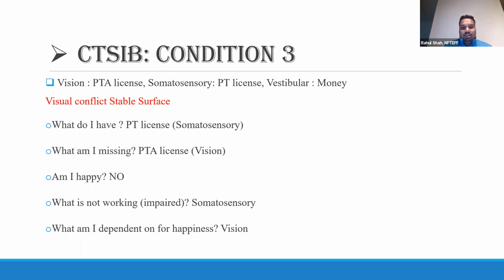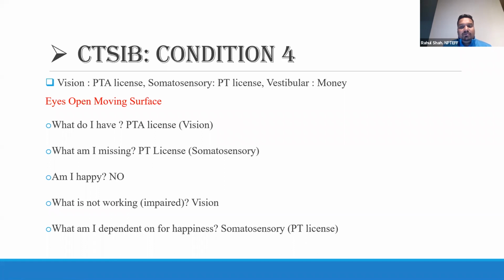Now going to condition 3, it's similar. Just the difference is that over here, instead of eyes closed, you will have a visual conflict. So usually there is a dome or something that is disturbing your vision so that it cannot contribute to your balance. So it is as good as not being present. Same questions. What do I have? Because you're on a stable surface, you have your somatosensory. What are you missing? You're missing vision. So you will be dependent on vision. And what you're testing does not give you balance. So your somatosensory is going to be affected.